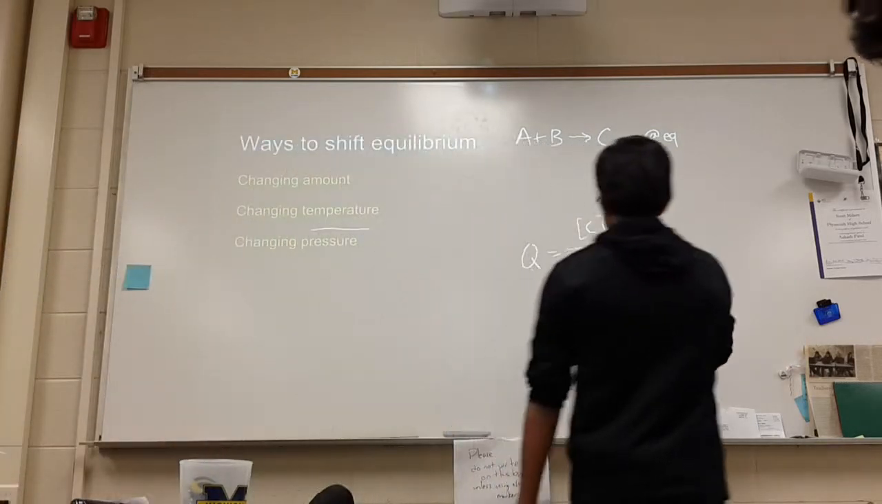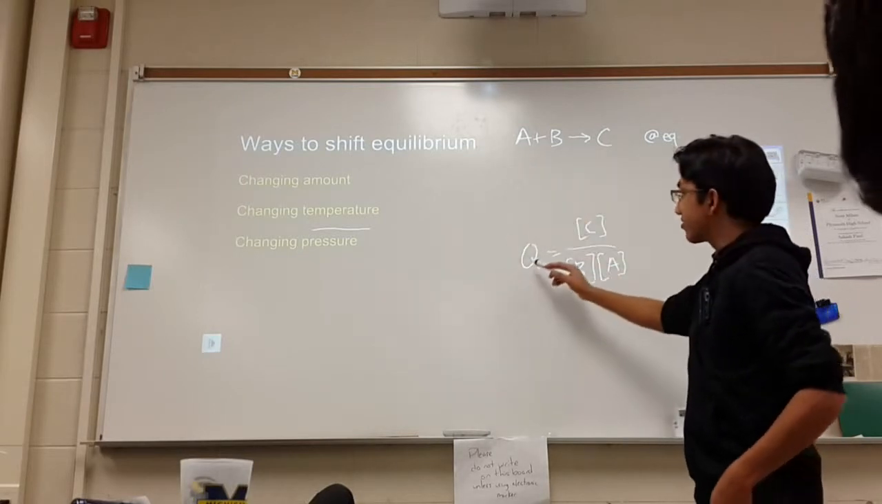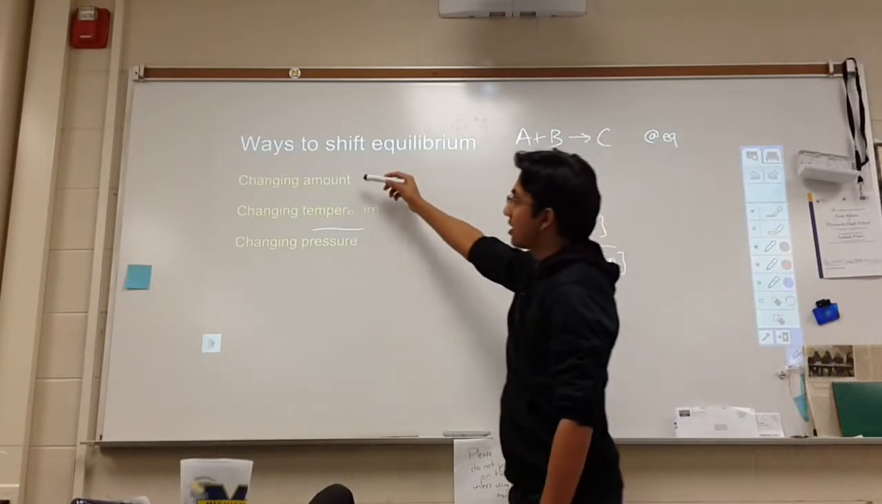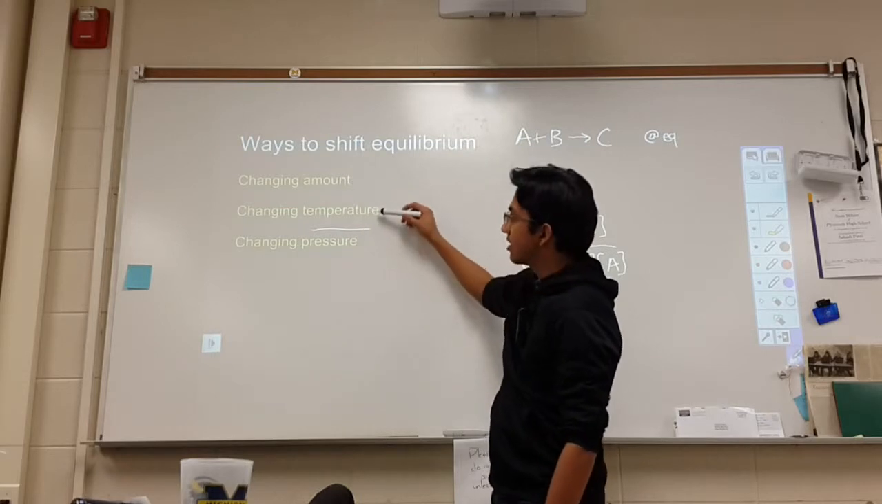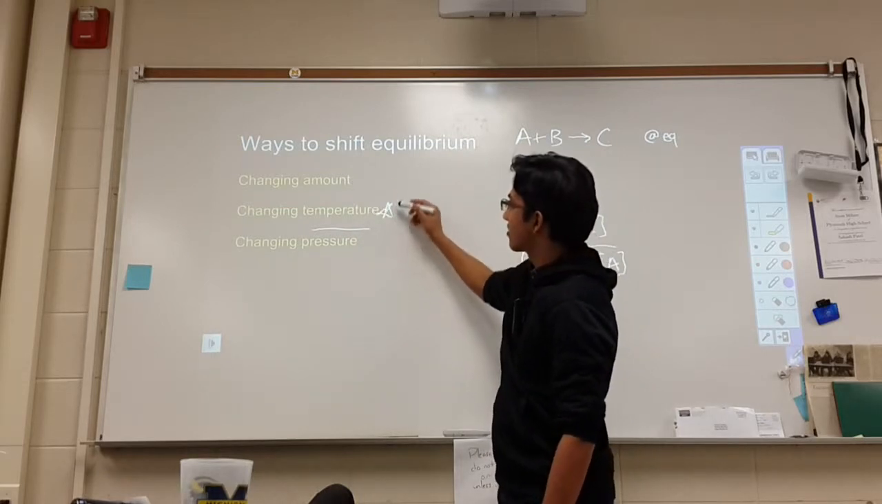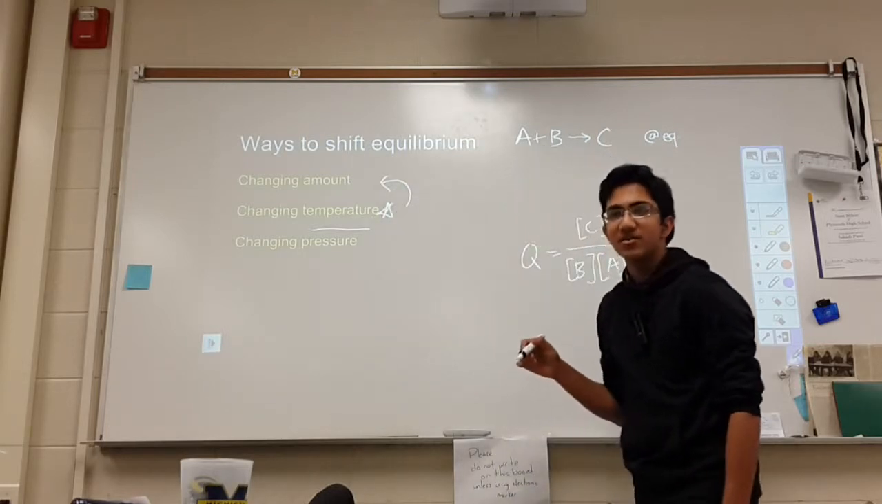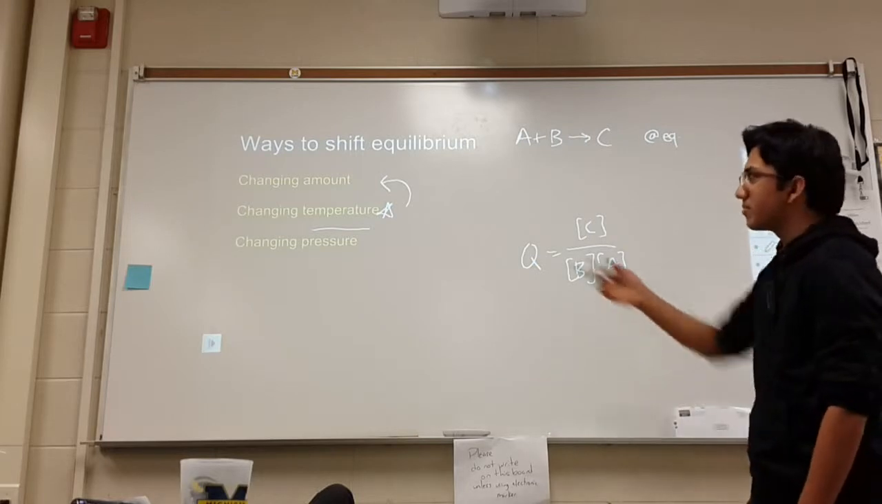There are three ways to change where equilibrium is at, so basically three ways to change Q. That's changing the amount of stuff I have, changing the temperature, or changing pressure. And there's a shortcut for this. It's not mathematically accurate, but it works. It's fine.